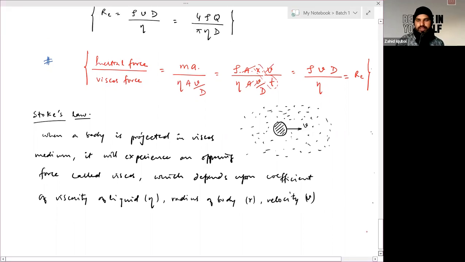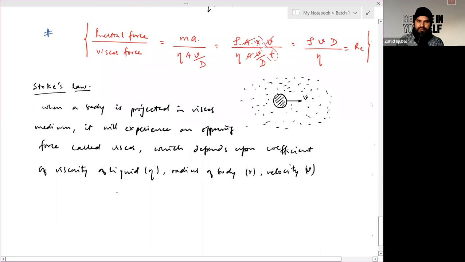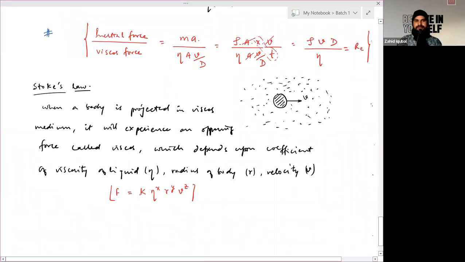Let me define it according to the concept of dimensional analysis. You will say viscous force equals some proportionality constant k and its depending factors eta having exponent x, radius y, and velocity z. So this will be a generalized expression for this force experienced by this object. Hamza, is it clear? Yes, sir.